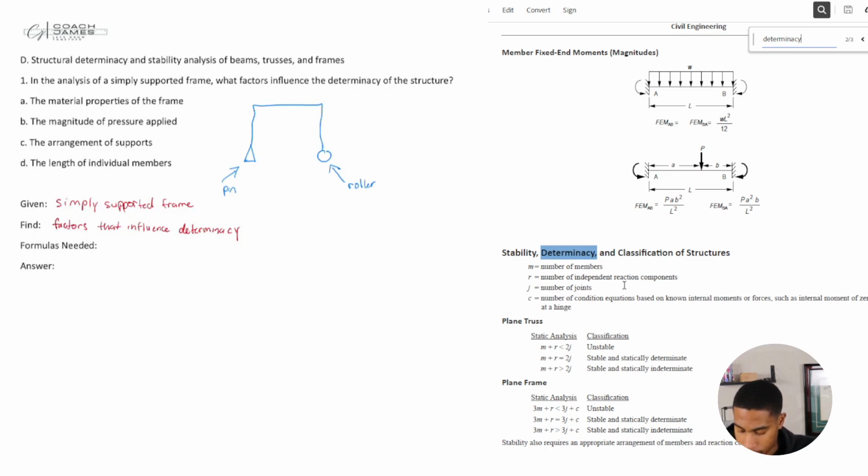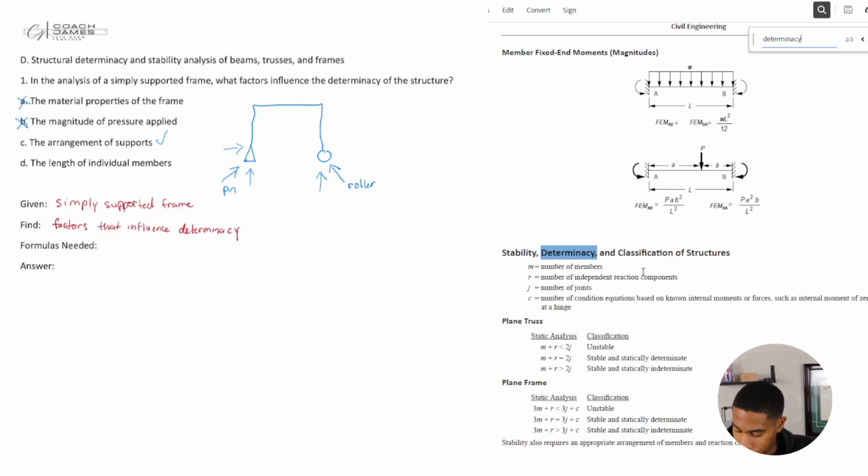Okay, so what factors influence? Let's look at A, the material properties of the frame. No. We're looking at your members, your reactions, and your joints or hinges. The magnitude of pressure, there's no pressure involved here. The arrangement of supports, yes. The arrangement of supports determines how many reactions you have. So independent reactions are based on your supports. A pin has 2 reactions and a roller has 1.